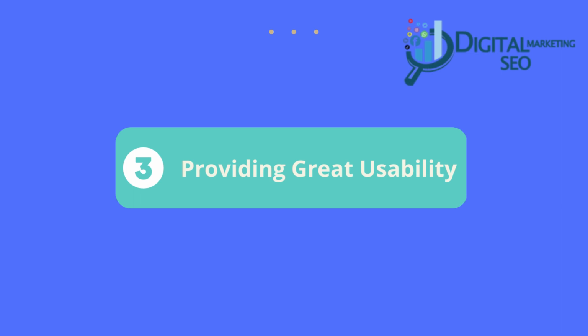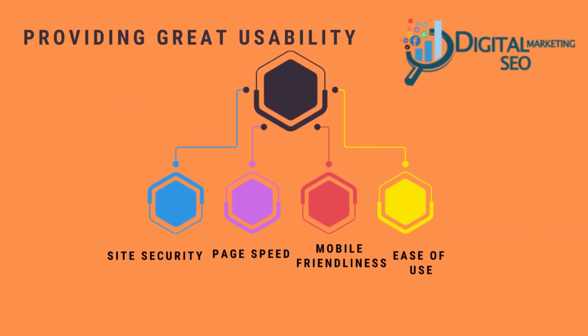Providing great usability. Google prefers user-friendly websites. Technical SEO plays an important role here again. Besides ensuring the crawlability and indexability of your website, SEO also makes sure your website meets usability standards. This includes factors like site security. Your website should meet standard security criteria, like having an SSL certificate and using HTTPS protocol instead of HTTP.